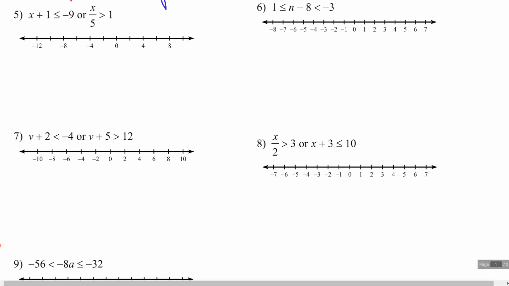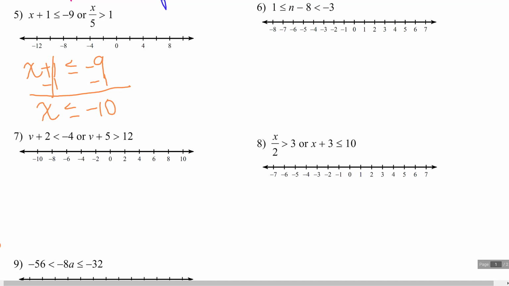We're going to solve each inequality separately. This one is a compound inequality with an or statement. So we have the quantity of x plus 1 is less than or equal to -9. So I need to isolate the variable x. I can subtract 1 from both sides of the equation. So now we have x is less than or equal to -10.